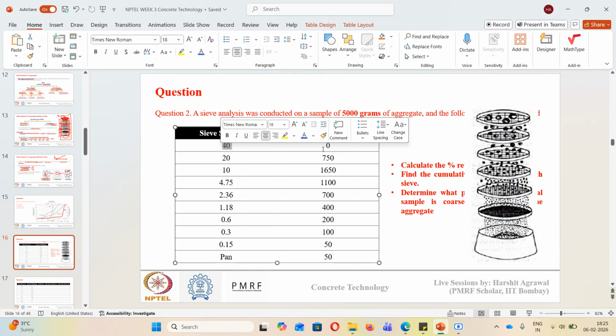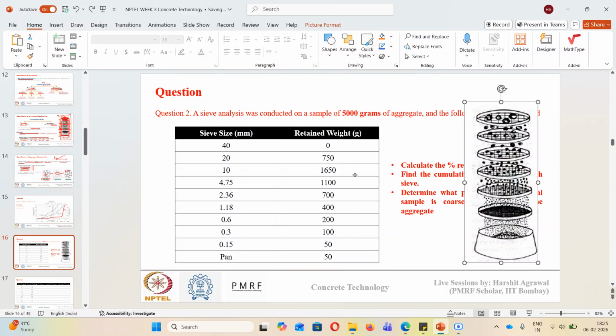So on 40 mm, 0 gram of aggregate retained, on 20 mm there was 750 grams. Similarly, up till 0.15 mm there was 50 gram, and on the pan at the bottom there was 50 grams. So this 50 gram is basically dust, we can say, very fine powder.